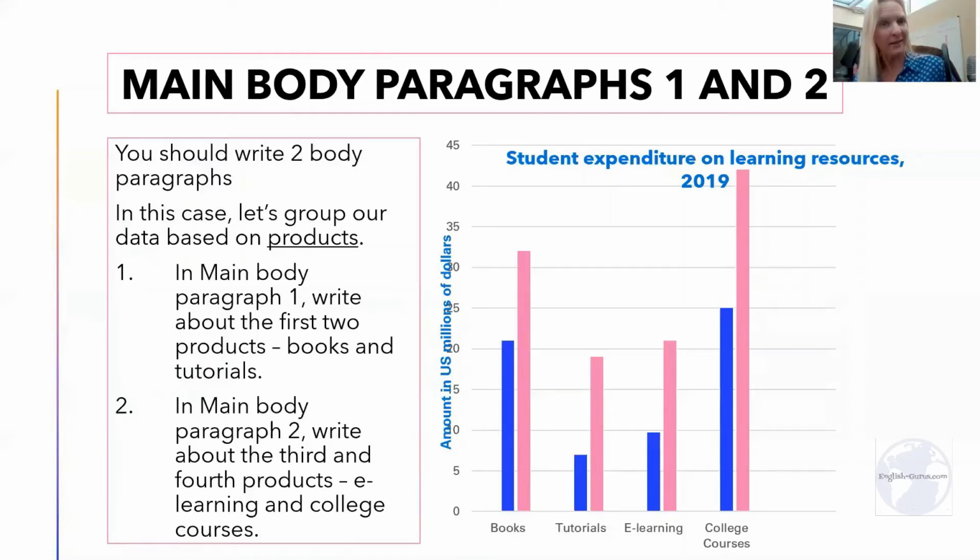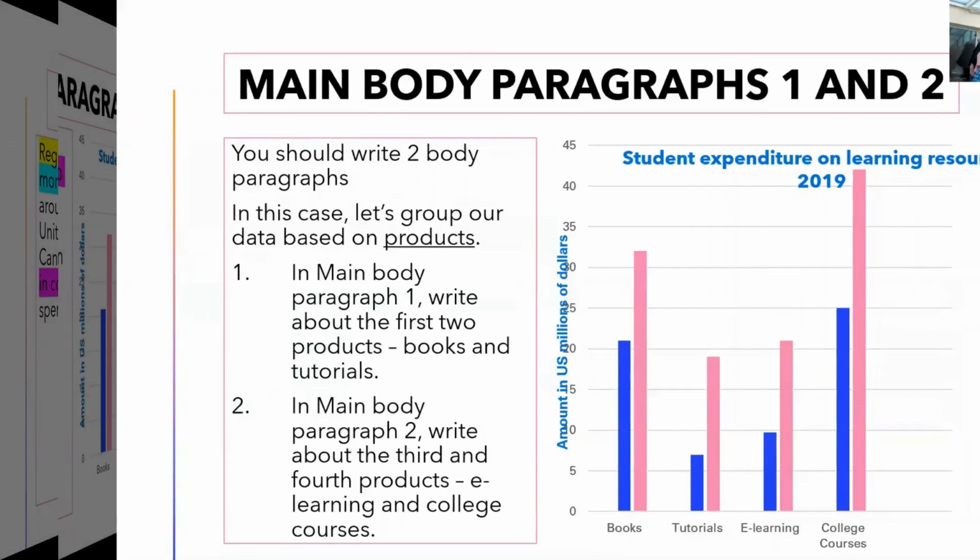Now, again, you don't have to do it that way. You could do it the other way, but I've just decided to do it this way. Main body paragraph 1, I've written about books and tutorials. Main body paragraph 2, I've written about e-learning and college courses. So that's how I've grouped the information.